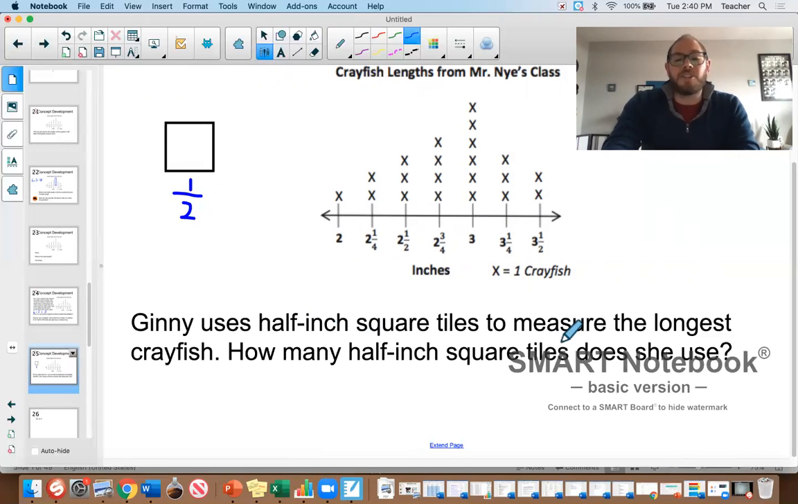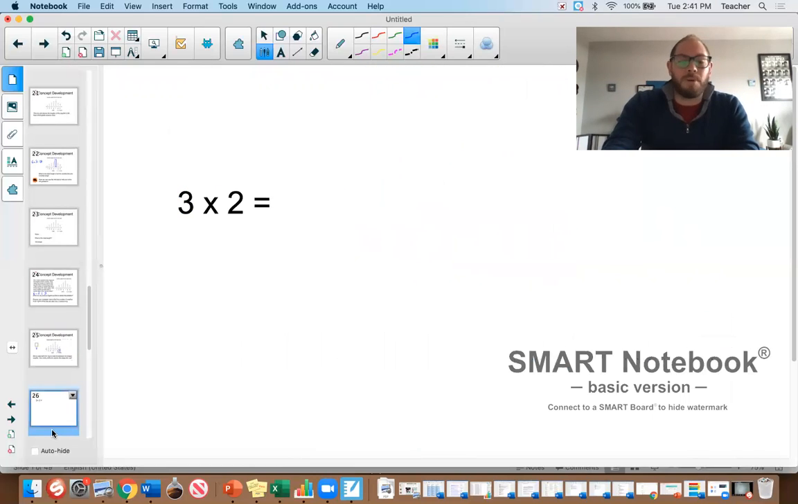How many ½ square tiles does she use? Basically, she's measuring the longest crayfish. How long is the longest crayfish in her class? It's 3½ inches. So what I'm going to do is I'm going to put out some squares. Here we go. And we're going to count them up. So I've got 1 square.